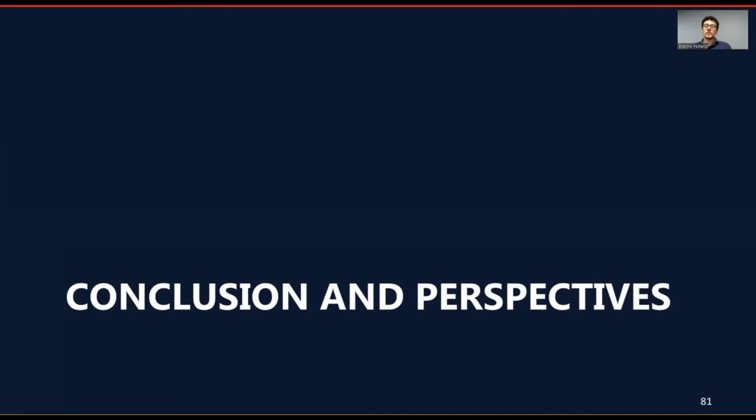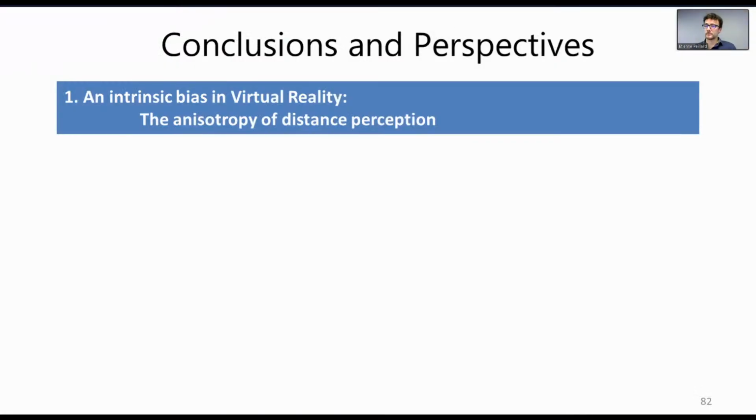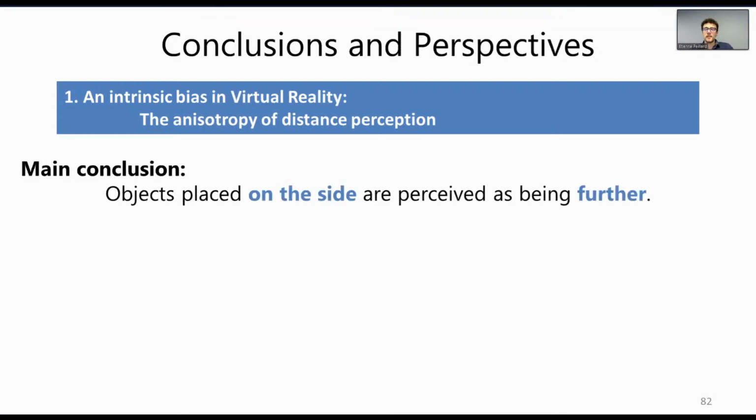As a general conclusion, our objective was to evaluate the effect of some intrinsic and technical factors on distance perception in mixed reality. In the first contribution, we have shown the effect of one intrinsic factor, the anisotropy of distance perception in virtual reality. This series of experiments show that in virtual environments, objects placed on the side are perceived further than objects placed in front of the observer.